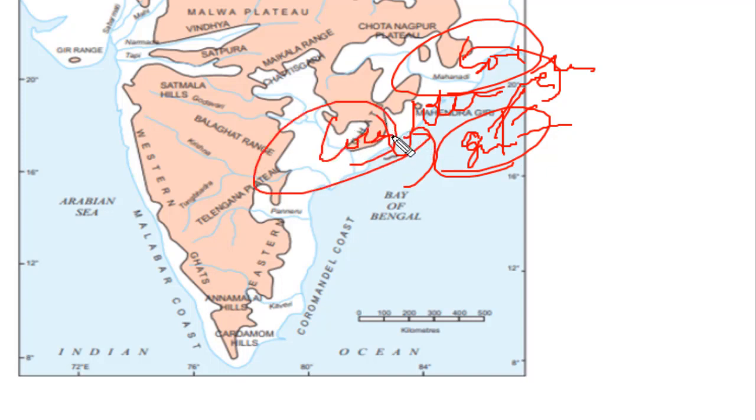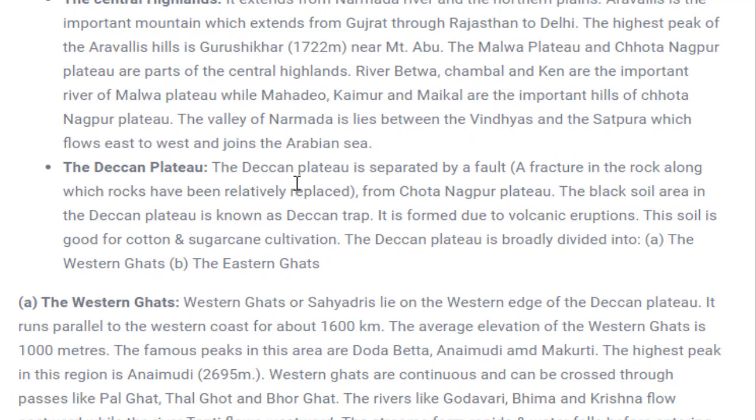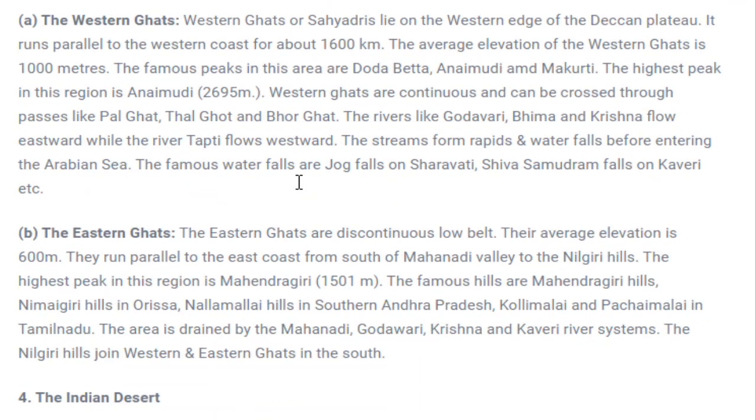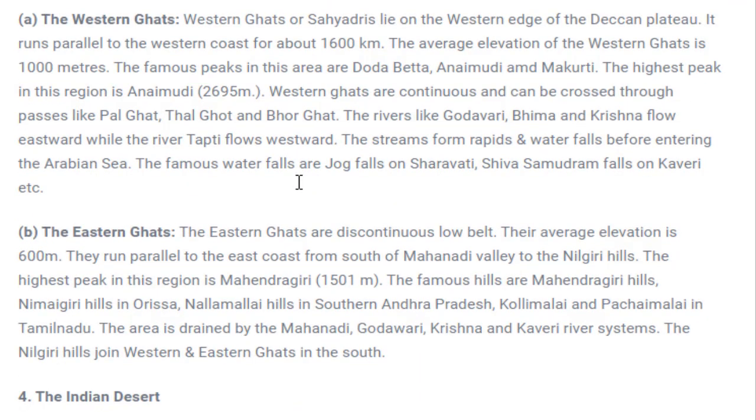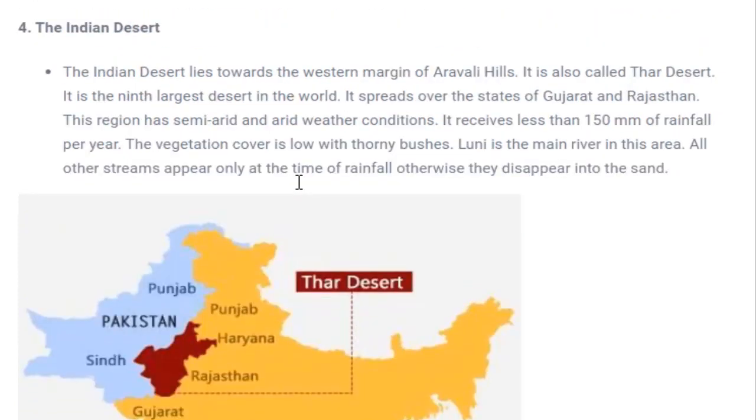Cotton is the most specific crop that can be grown in black soil. So this is all about the Deccan Plateau and the Central Highland Plateau. Moving to the next point, the Western Ghat and the Eastern Ghat we have already seen. The Indian desert. So in India, everyone knows where the desert is.